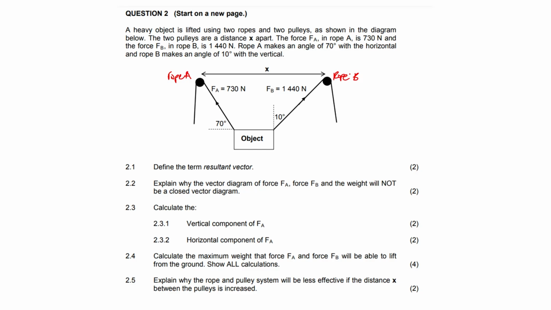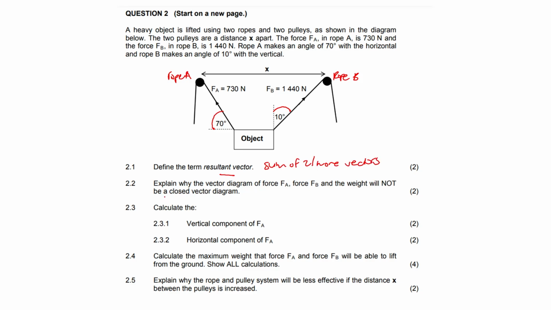Rope A makes an angle of 70 degrees with the horizontal, so there's the angle there, and rope B makes an angle of 10 degrees with the vertical. 2.1. Define the term resultant vector. So a resultant vector is the sum of 2 or more vectors.